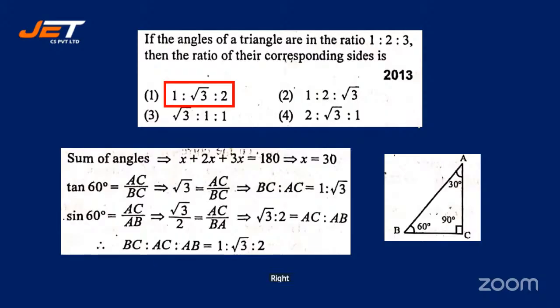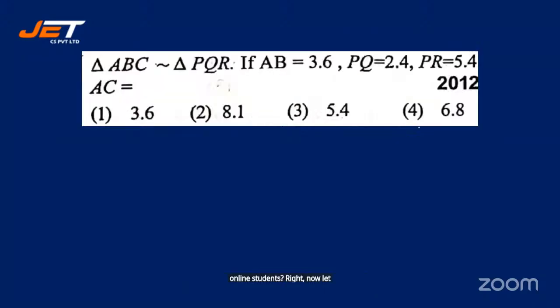Right? Now what is tan 60? Tan 60 is like AC by BC, which is root 3. That is root 3 is to 1. What is sine 60? Opposite side by hypotenuse. So AC by AB, which is root 3 by 2. That is root 3 is to 2, that is AC is to AB. Therefore, BC is to AC is to AB is nothing but 1 is to root 3 is to 2. All right, students? Now let's move on very quickly to the next question.